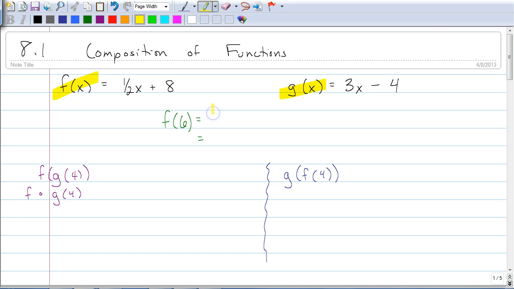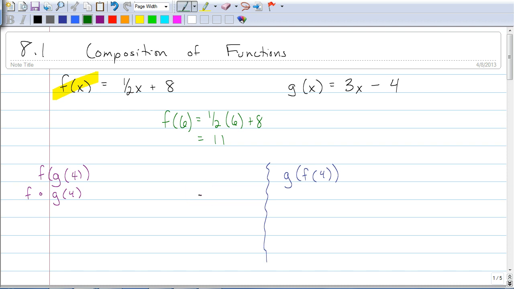And remember what that meant is that we would take 6 and put it in the function for x. So for this one we would use function f. So I would put f of 6, or put 6 into function f. And when I do that, this, remember, tells me the rule of what to do with the value of x. So I'm going to take 1/2 of whatever x is and add 8. So I'm going to take 1/2 of 6 and add 8. Well, half of 6 is 3, and 3 plus 8 gives me 11. So in other words, f of 6 would equal 11.